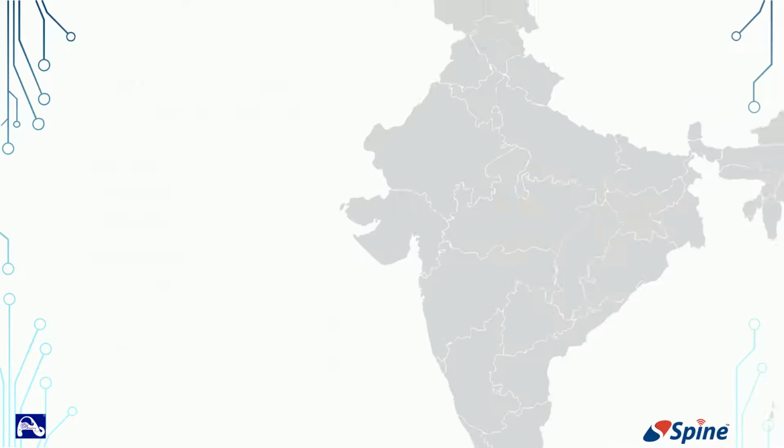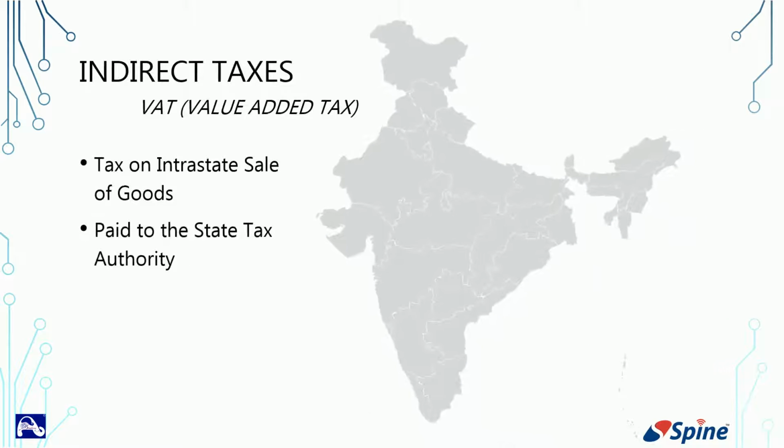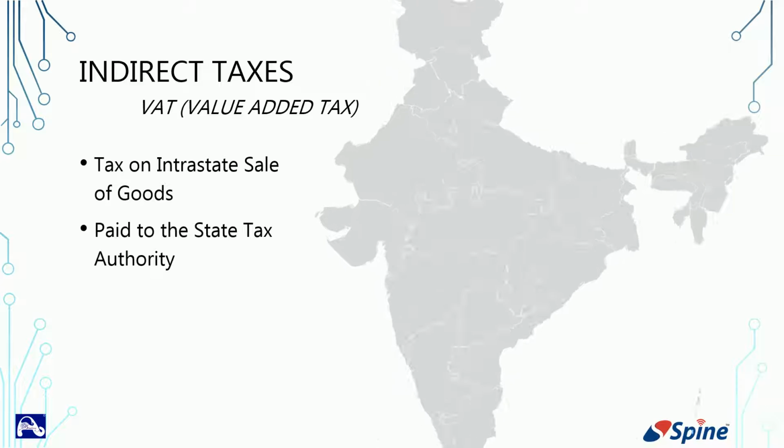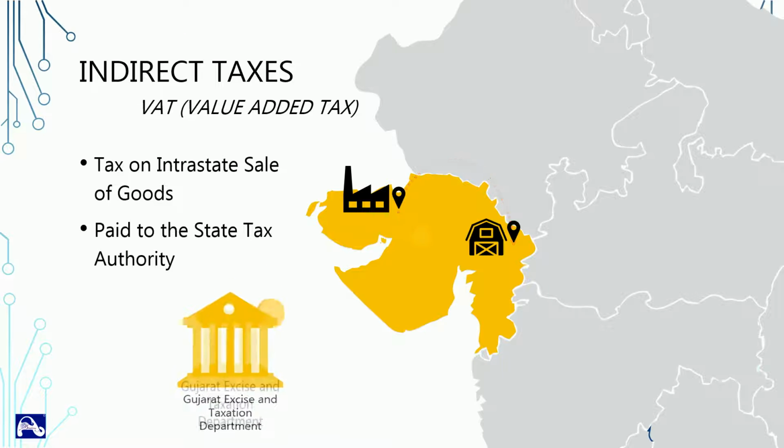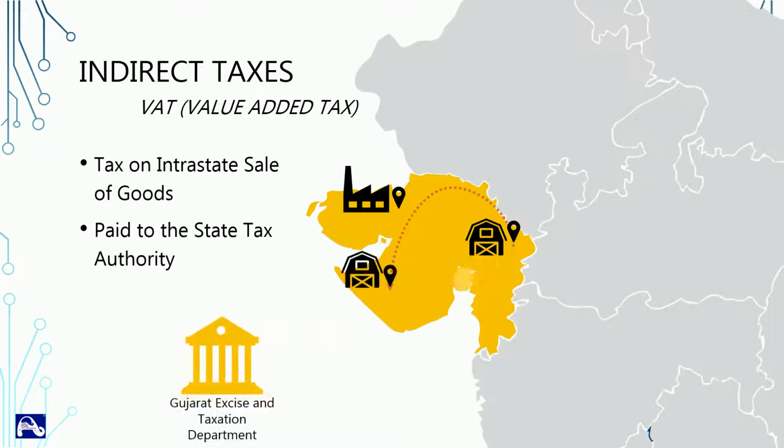Third, let's talk about VAT. The value-added tax is levied on the intrastate sale of goods. Similar to CST, it is also paid to the respective state tax authority. So, if you are doing an intrastate sale from Gujarat to Gujarat, you pay VAT to the Gujarat Excise and Taxation Department. Similar holds true if one distributor sells to a retailer within Gujarat. Now, let's talk about the tax levied on services.